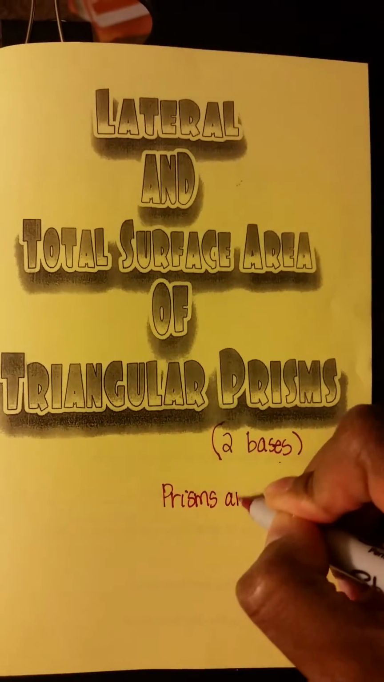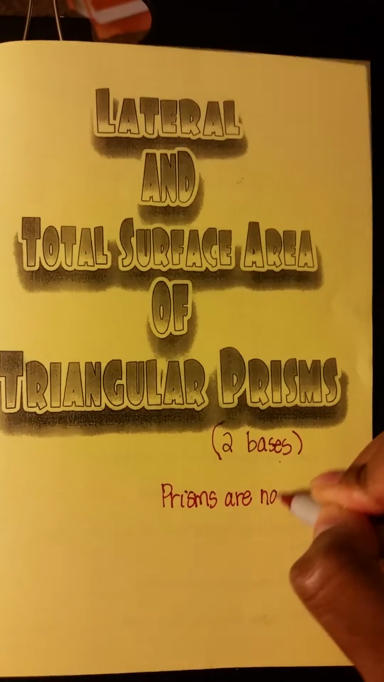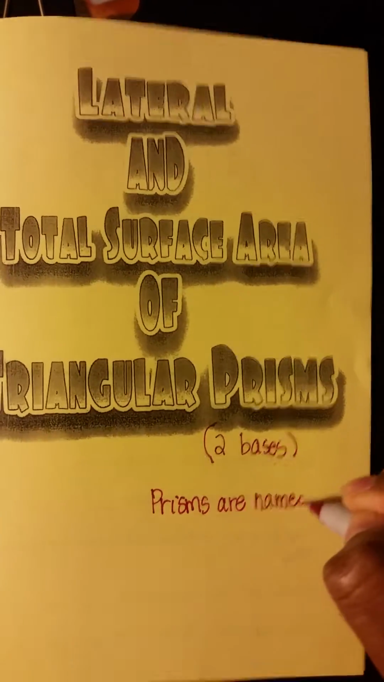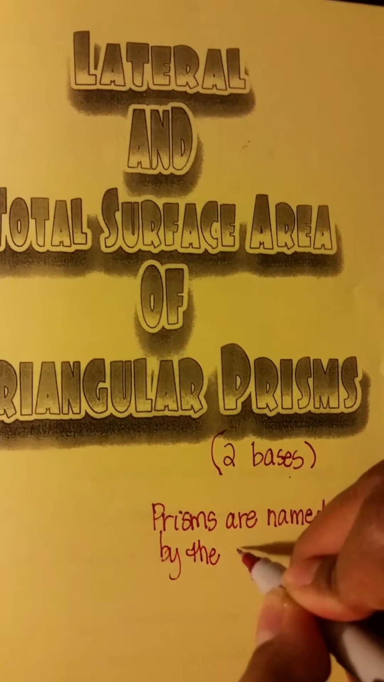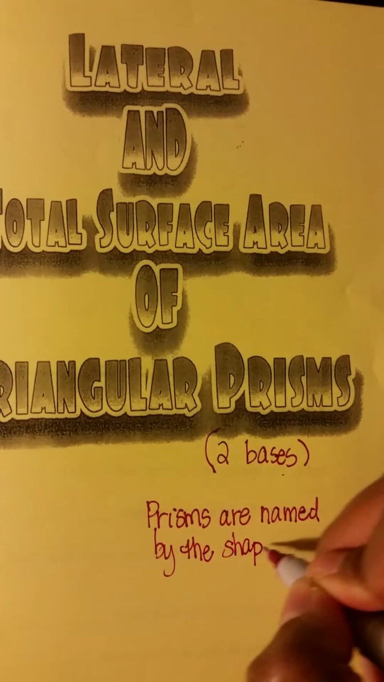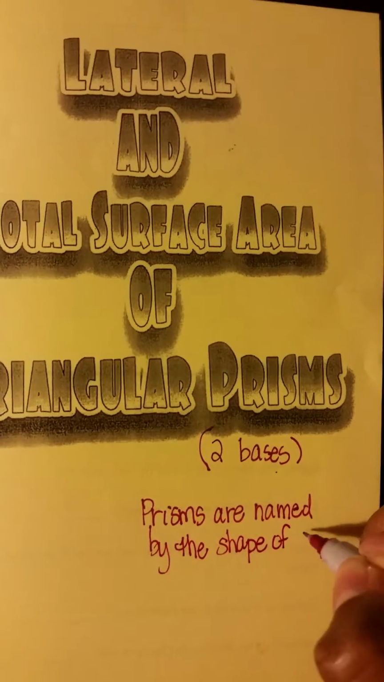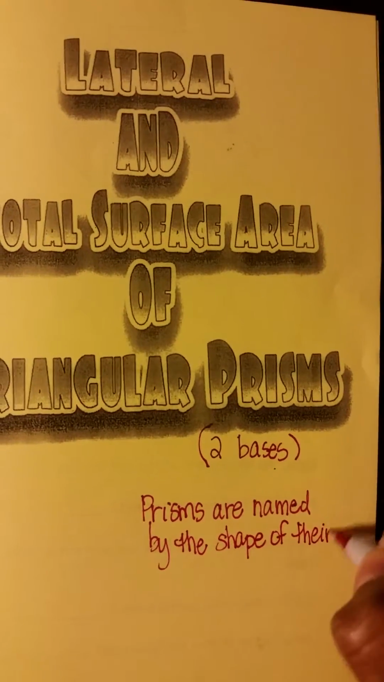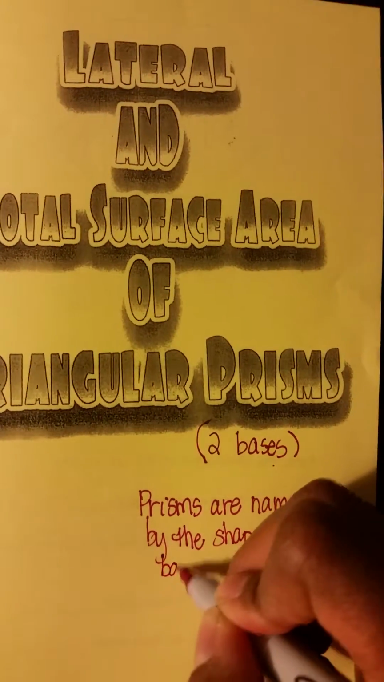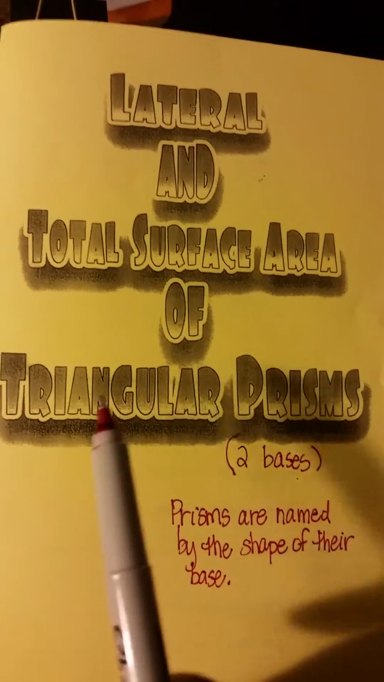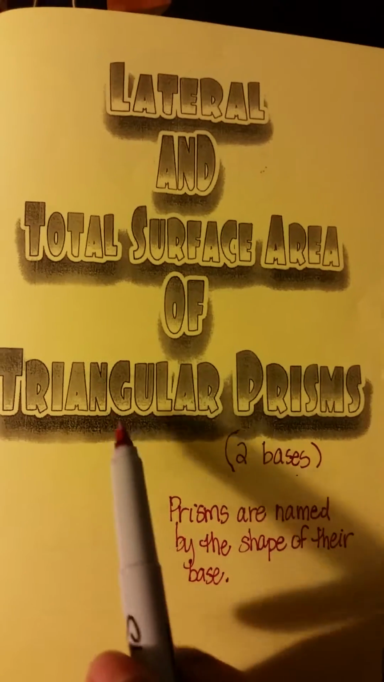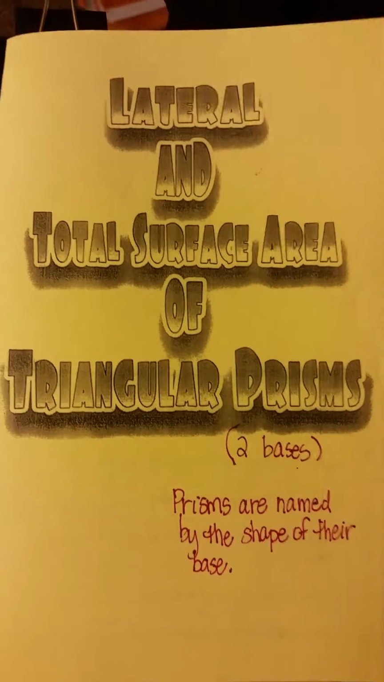Prisms are named by the shape of their base. So we're talking about triangular prisms. The shape of the base of the prism is going to be a triangle. All right, so let's flip over on the inside here.